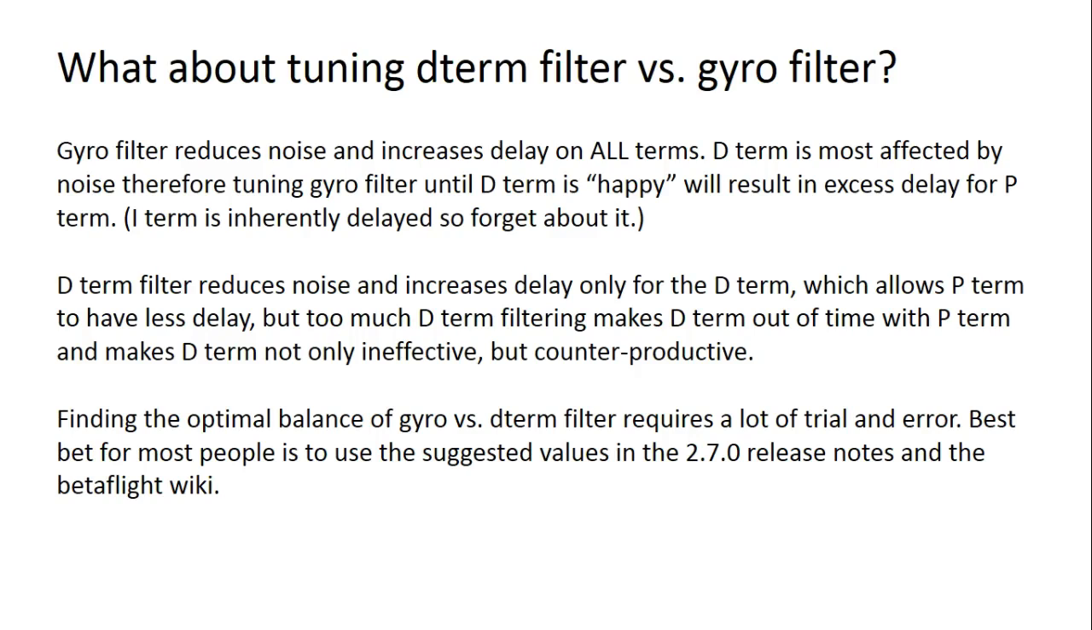So go with the values that are suggested in the 270 release notes, and if the very clean copter version doesn't work for you, go for the slightly noisy copter version. But if you decide to go your own way and start trying to figure out exactly the right D term and the right gyro value relative to each other, that's a very challenging thing to get right.